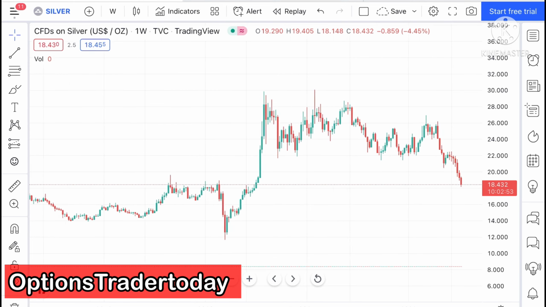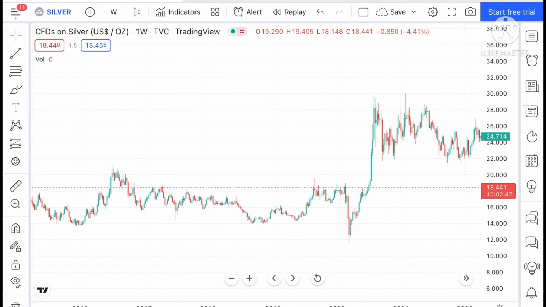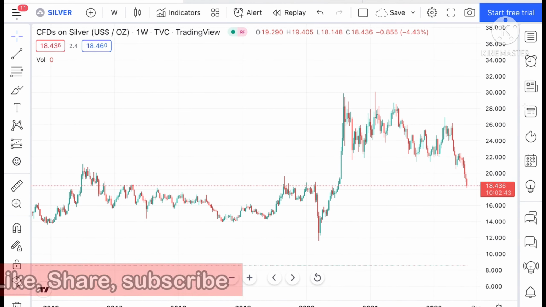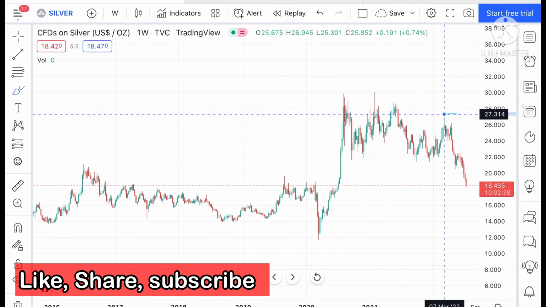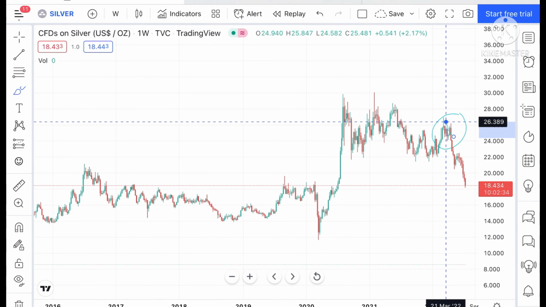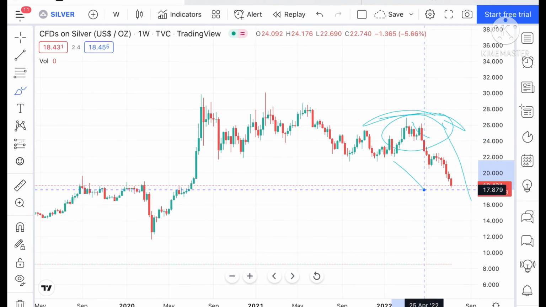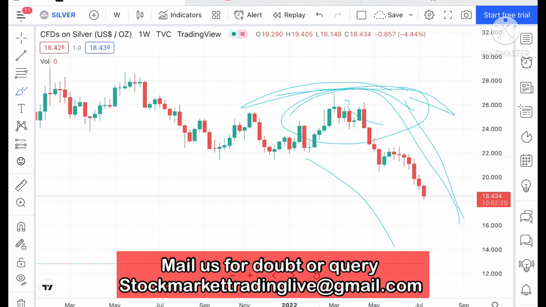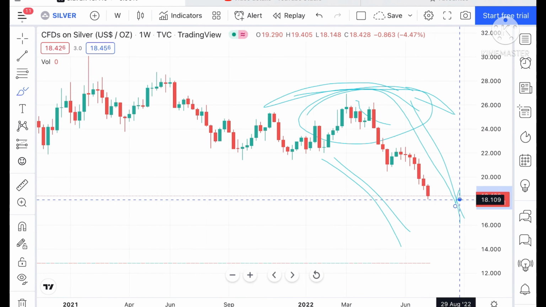So today in this video I will explain how the price of silver has moved and how it can move in the next week. If you look at the chart of silver, currently it is moving continuously down. The first important thing you have to see is this particular range. From the third week of March we have seen a swing at this particular level, and from there it is continuously going down. It has already made a low of around 18.109.